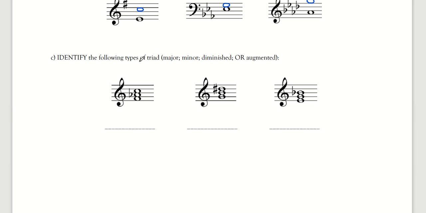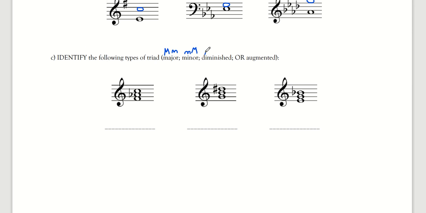This is a type of triad question, and there are 4 types of triads: major, minor, diminished, and augmented. So just as a quick reminder, a major triad is a major third up followed by a minor third up. A minor triad is a minor third followed by a major third. I didn't make that very clear. Followed by a major third.